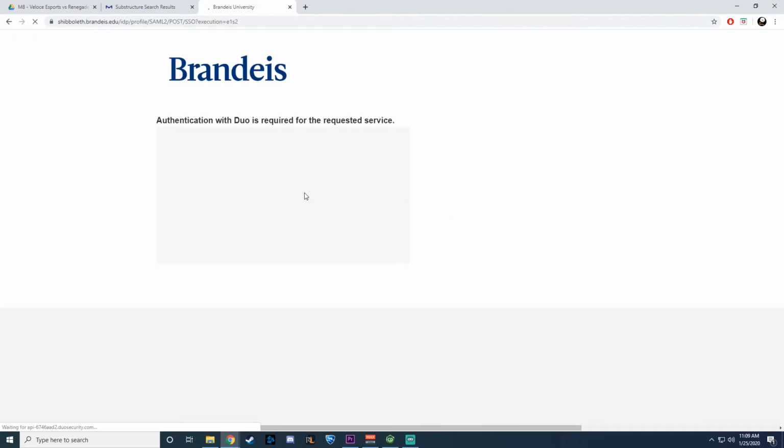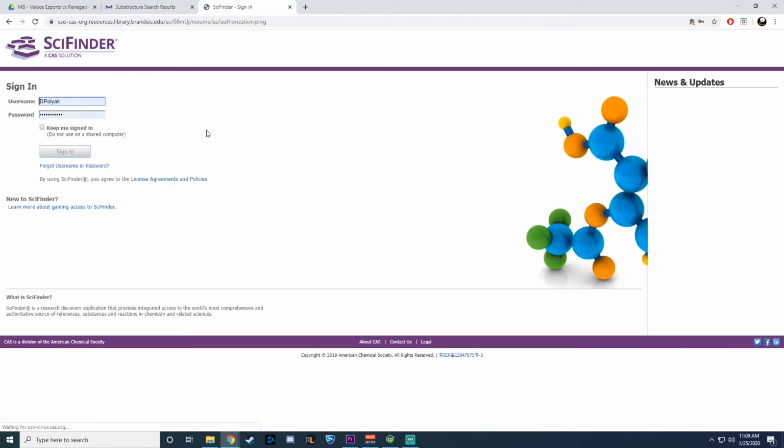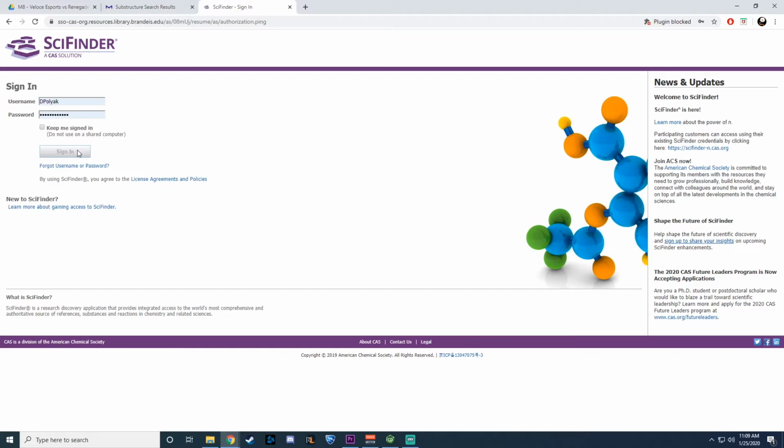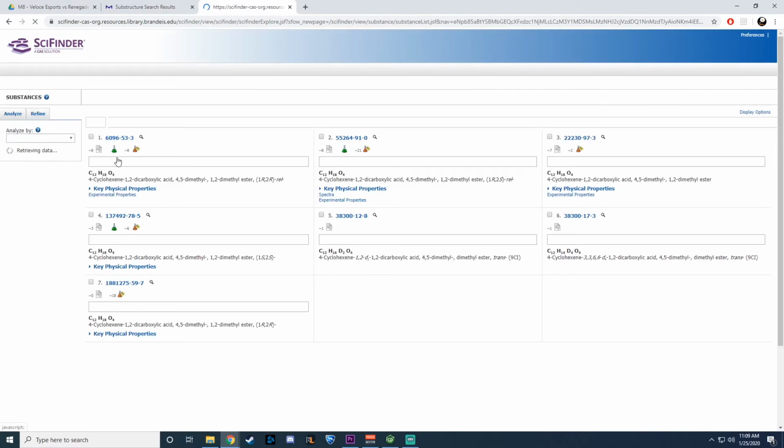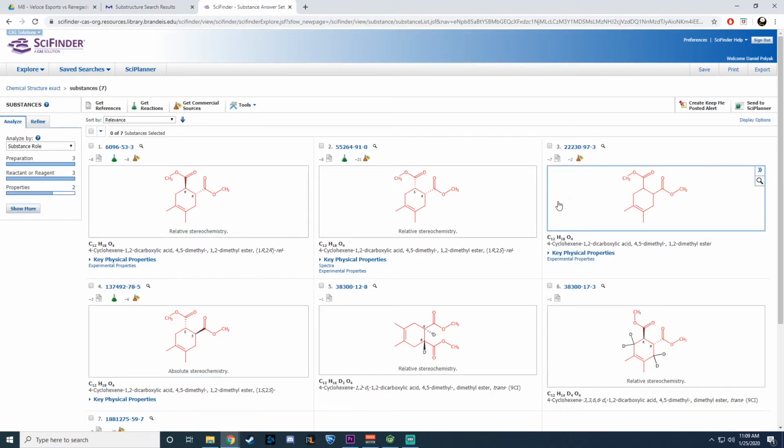Go ahead and sign in. It'll process. You maybe have to sign in again here. Great, so then it'll try to retrieve this answer set of what you're looking for, and it'll come back with a bunch of hits. You can see that it's all basically the same thing, but deuterated or cis versus trans. In this case, this is the one that we want, the trans isomer.